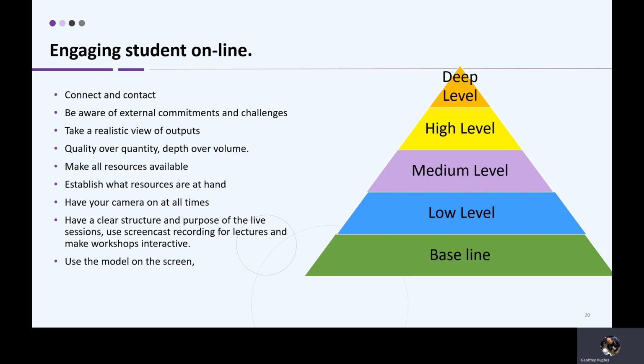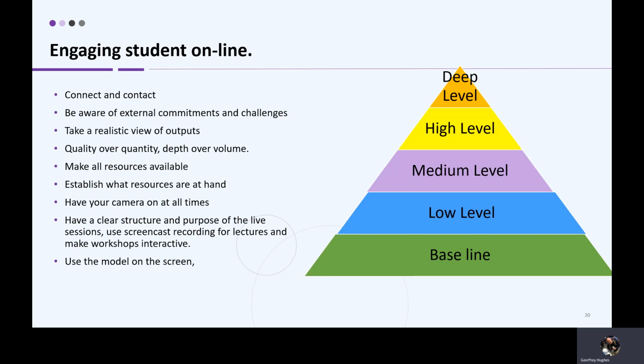Things like school runs, things like being carers, things like access to reasonable Wi-Fi. Think about quality over quantity and depth over volume, because in that way you get a deeper learning experience as opposed to bombarding students with a multitude of reading that they're never really going to do. Make sure all resources are available, and then establish what resources are at hand first and foremost.